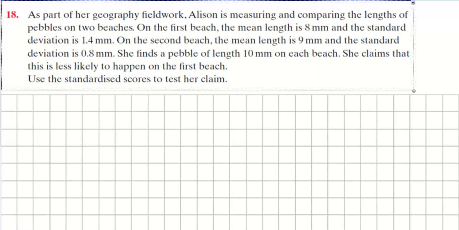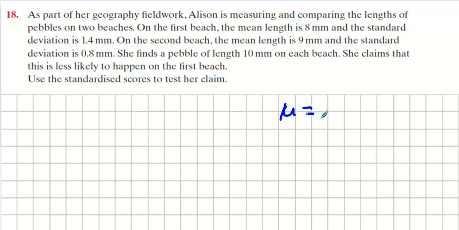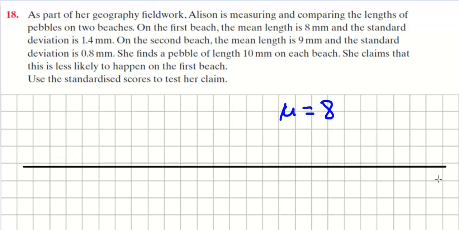As part of our geography field trip, Alice is measuring and comparing the lengths of pebbles on 2 beaches. On the first beach, the mean length is 8. So mu is equal to 8. And standard deviation is 1.4. Sigma is 1.4. On the second beach, the mean length is 9. And there's a standard deviation of 0.8.